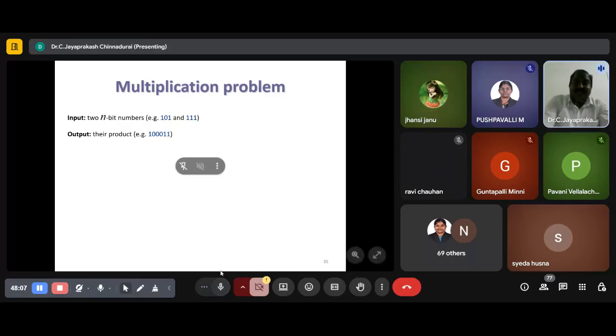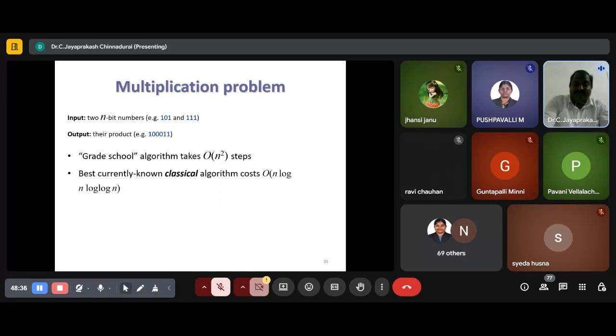Yes, the multiplication problem, this is a very important one. I'll close with this example. See this, two n-bit numbers, we have 10 1 and 111. If you go for the product of these two values, we get the output 10011. If you go for this algorithm, the grade school algorithm takes some number of steps. Currently with a classical algorithm we can get the same result. Both quantum computing based product and classical based product give the same result.